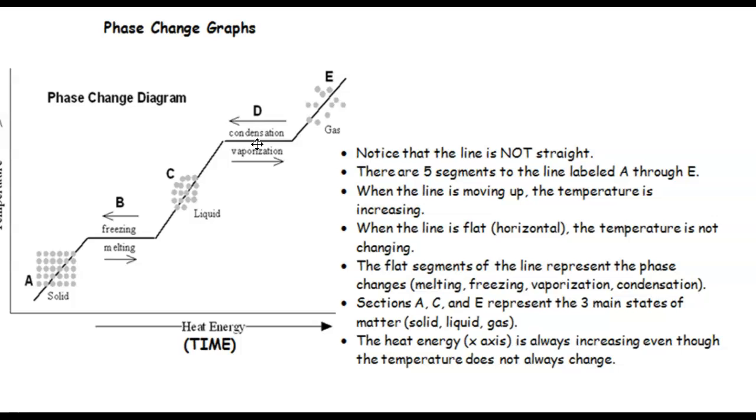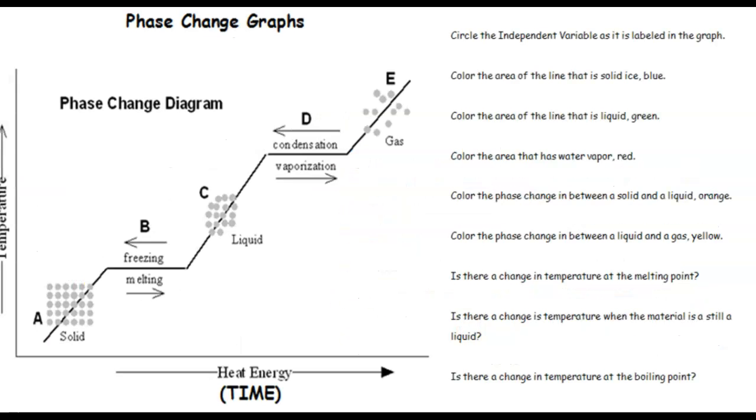You could take a pen or pencil and label these terms or color them, such as you have in your packet here. Color the area that is solid ice blue. If you have colors, go ahead and do this. And go ahead and answer the questions. Pause the video, come back in a few minutes, and let's take a look at your graph now.